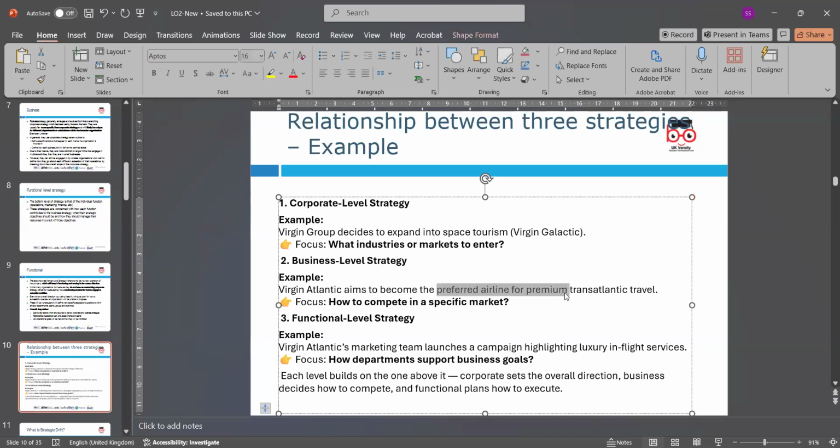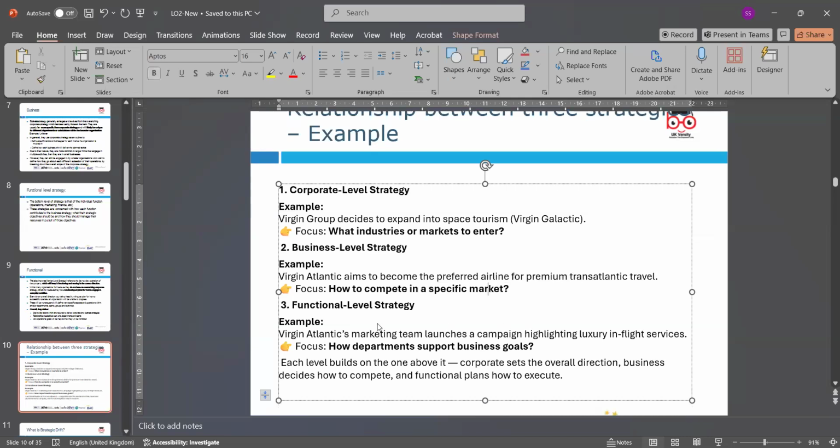They want to be a premium choice, so they are not competing in just any market. They have decided they want to be premium, with a high price and a differentiation strategy. So this is how to compete in that specific market.